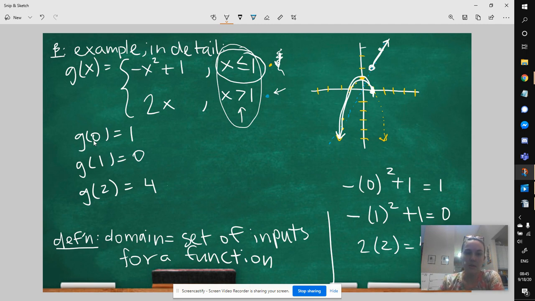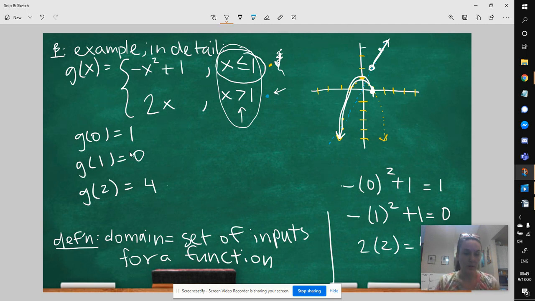If I wanted to find g of 0, I'd come over here, and I just plug in 0 to my function. But you say, Laura or Miss Johnson, there's two functions. Which one do I do? I say, okay, well, if x equals 0, 0 is less than 1. So I'm going to use that first subfunction. I'm going to use the quadratic. So I'm going to say negative 0 squared plus 1 equals 1. Boom. So g of 0 is 1.